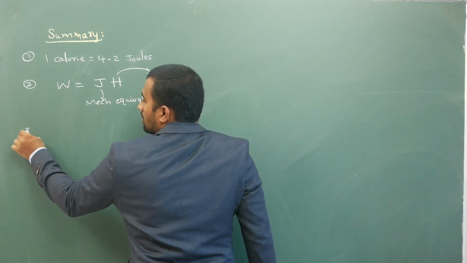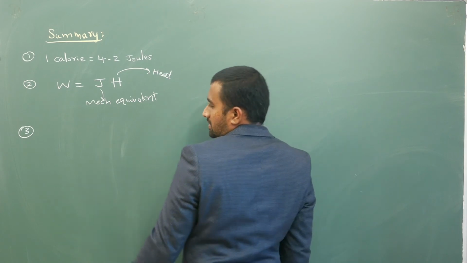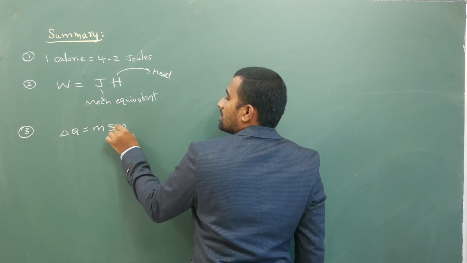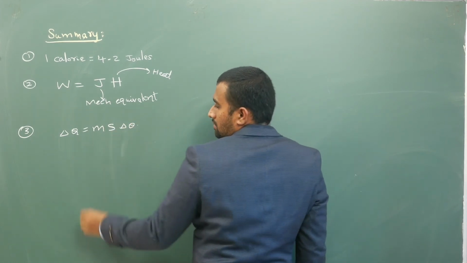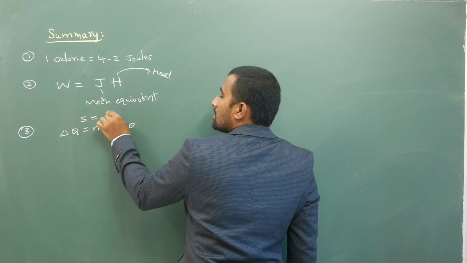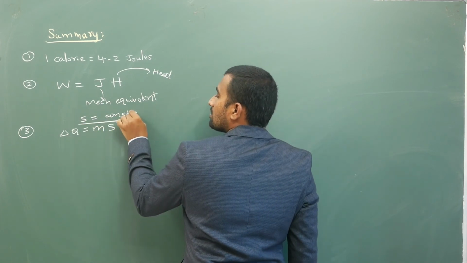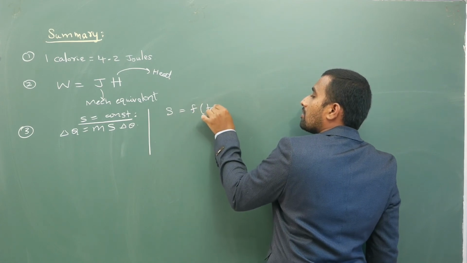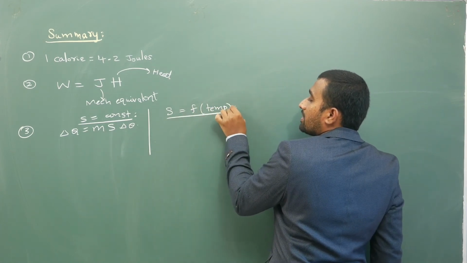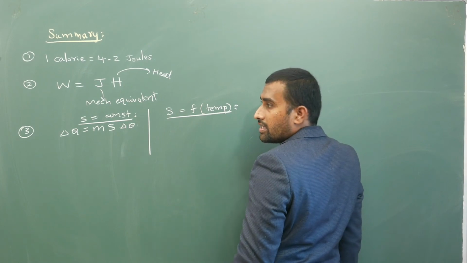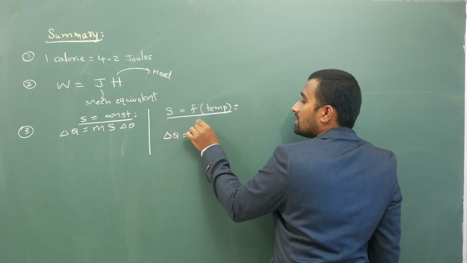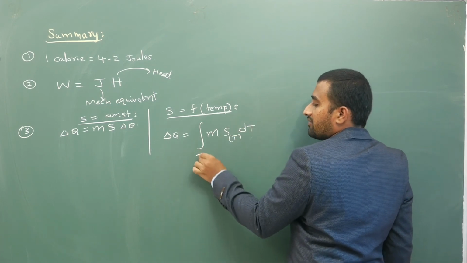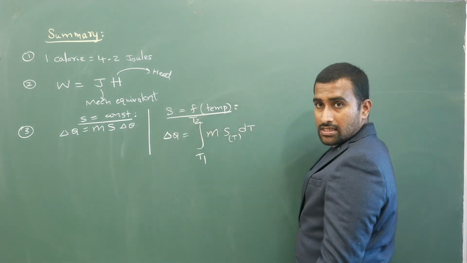Next, third, your specific heat capacity. Your definition of delta Q is m into s into delta theta, but this definition is when specific heat is constant. When its specific heat varies as a function of temperature, your heat energy delta Q is the integral of m into specific heat as a function of temperature into dT from T1 to T2.